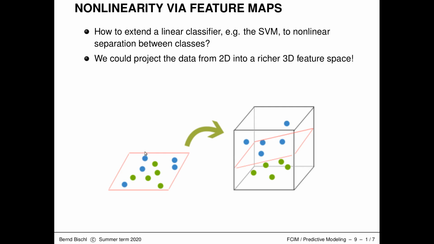So, for example, assume your data schematically looks like this. There is no chance of squeezing any separating hyperplane between these blue and green dots here. What we could do instead is project the data, for example, into a richer, for example 3D, feature space, and the higher dimensional our feature space becomes, the more likely it is for us to actually have a chance to really separate the data with a linear hyperplane.